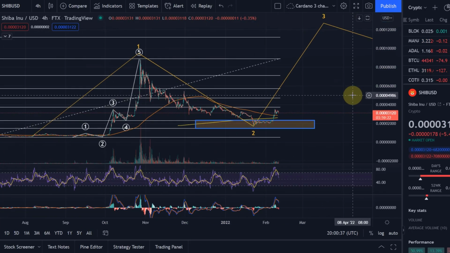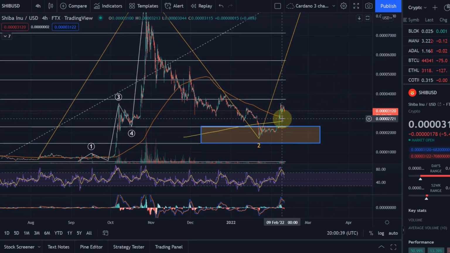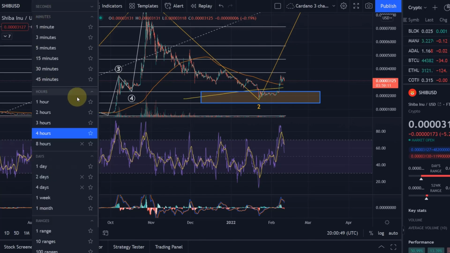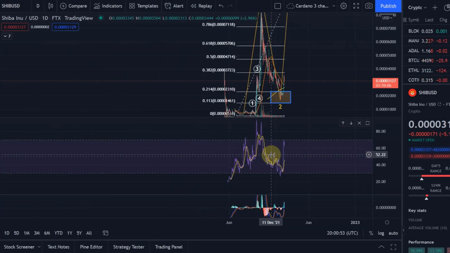But the good news is that Shiba Inu has moved above the 200-day moving average. It has also moved above the 50-day moving average, and it's currently consolidating because it was overbought on the 4-hour chart. As you can see, it came way above the 70 line of the RSI. Now the 4-hour chart is not that meaningful. Look at the daily. On the daily chart as well, we touched the overbought line. We touched the 70 line, found resistance on the RSI, and now are consolidating.